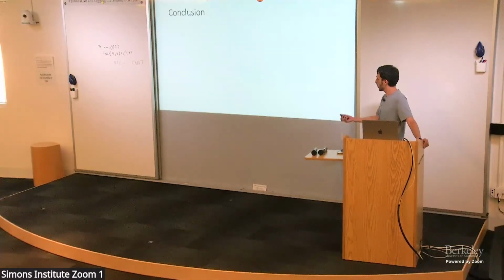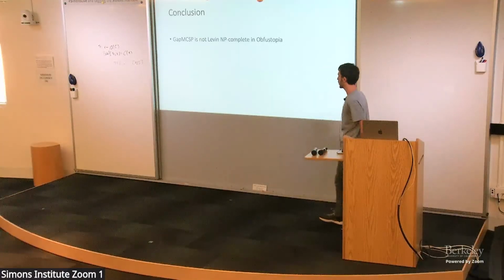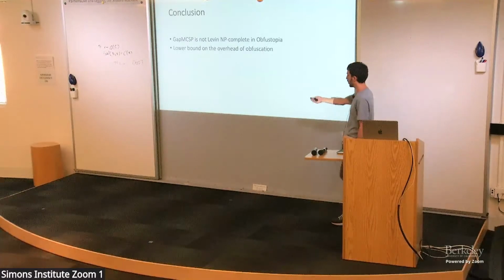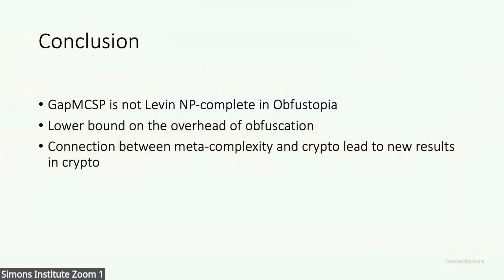Okay, so to conclude, we showed that if you have obfuscation, gap MCSP is not Levin NP complete, and we have a lower bound on the overhead of obfuscation. The main thing I want you to take from this talk is that there is a strong connection between meta-complexity and cryptography, and the results we get from this connection are in cryptography. It doesn't talk about meta-complexity at all, just cryptography, which is interesting. So thank you.